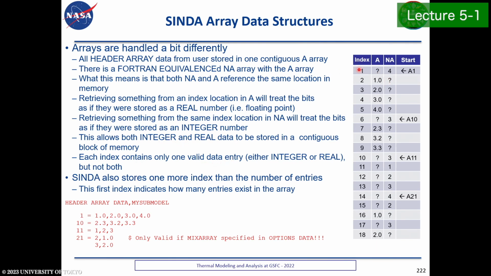So it just helps to understand this equivalence, A array and NA array. So if you ask for an NA, it will give you the integer representation of whatever bits are at the address that you have requested. If you ask for a floating point, then you'll get the floating point representation there.